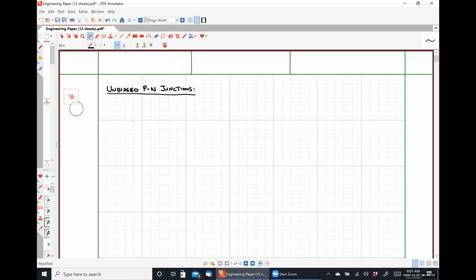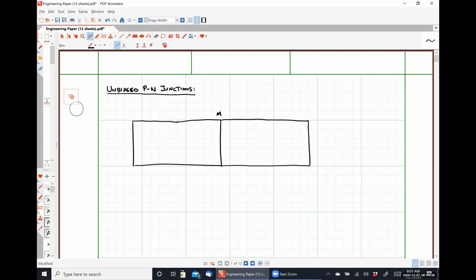So let's consider what would happen if we had two chunks of semiconductor crystal and we were able to fuse them together here at X equals zero with what I'm going to call a metallurgical or step junction. What that means is effectively I have these two chunks of semiconductor and I have fused them together abruptly at this one place.